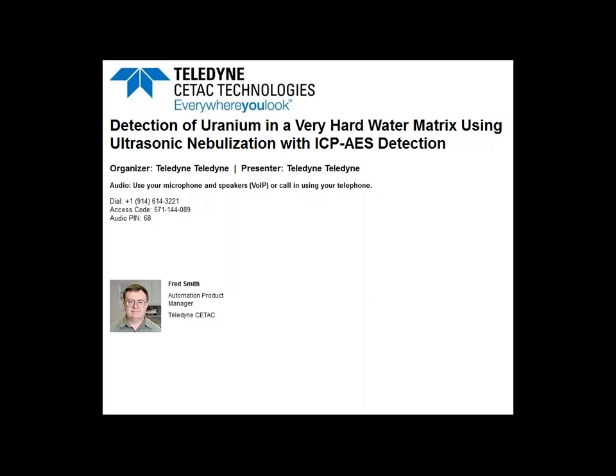So the background for this is that uranium is a regulated element in drinking water around the world, and per the USEPA guidelines, the MCL, or maximum contaminant level, is 30 micrograms per liter. Uranium in groundwater can occur from natural leaching of mineral deposits. And it came to our attention that hard water matrices are present in many areas around the world. And in particular, it was pointed out to us that these areas include southeastern United Kingdom and southern Germany.